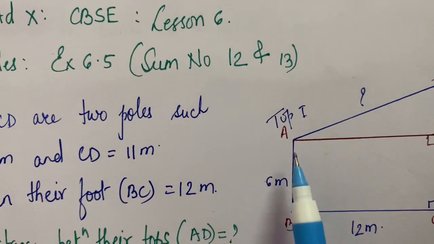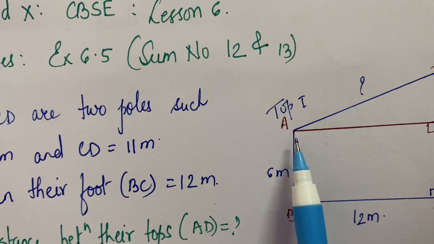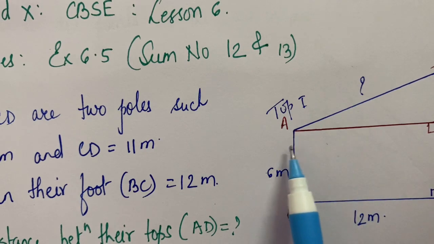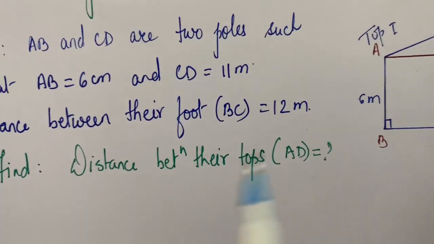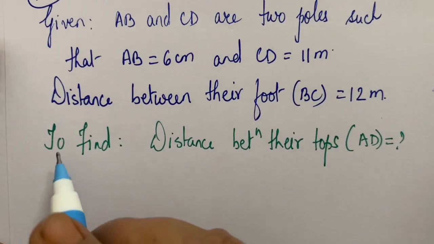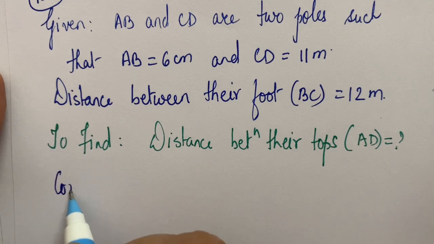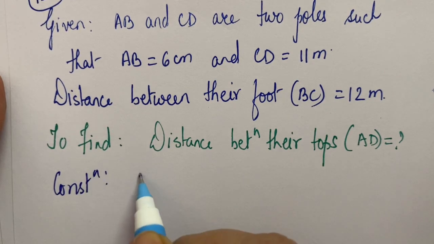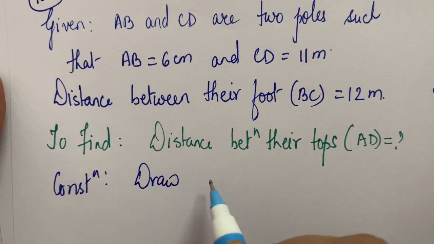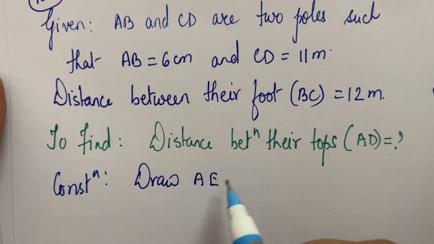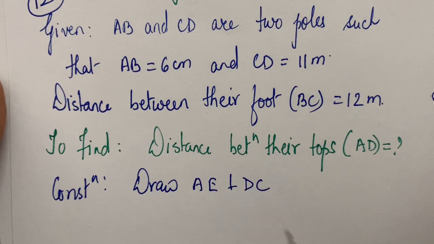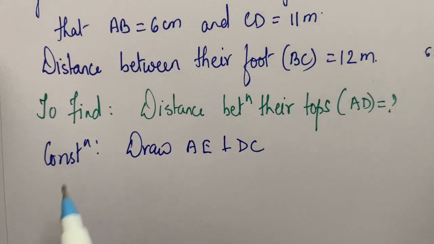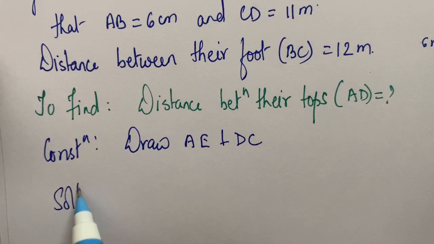So for that purpose, what we have done is we have dropped a perpendicular AE on DC. So we write that first. In your construction you will write: draw AE perpendicular to DC.